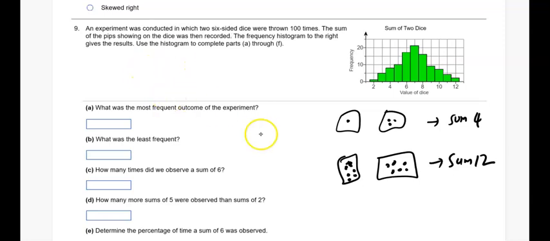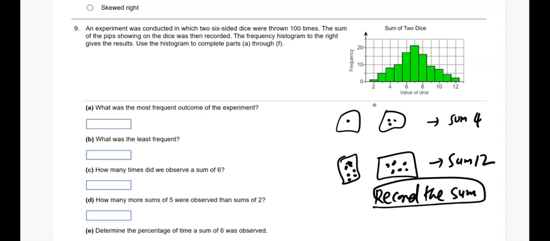So we roll the dice 100 times and we record the sum. How many sums? It has to be 100 sums, because we threw the dice 100 times and recorded the sum each time. Maybe sometimes you get the sum 12, sometimes 4, sometimes 2. It depends, right? Maybe both dice show 1, then the sum is going to be 2. That's how you find the sum. The maximum outcome is going to be 12 and the minimum is going to be 2.